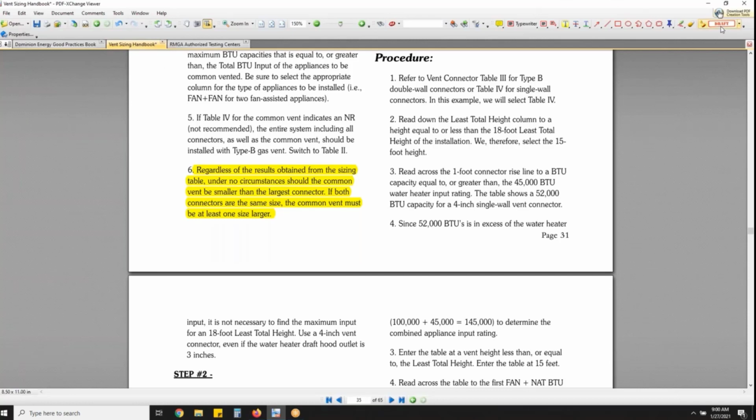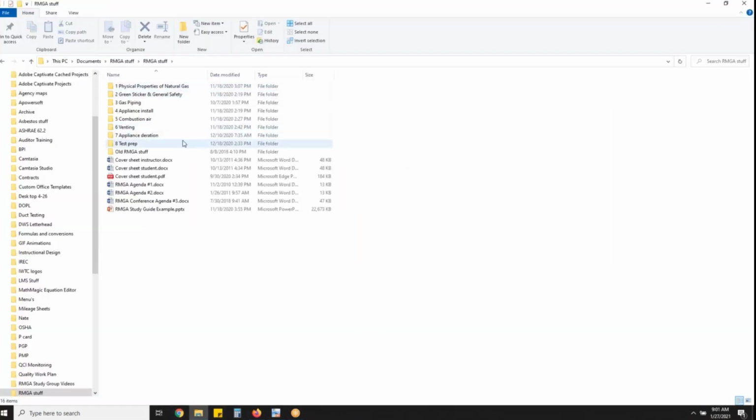Well, here, let's see if I can help you out. I think it was on day 3 or 2. Part of the video shows how to put your book together, but let me show you real quick. So your book should start out with number 1, physical properties of natural gas and everything associated with it. Number 2, green sticker and general safety and everything associated with it. Number 3, gas piping and everything associated with it. Number 4, appliance install and everything associated with it.